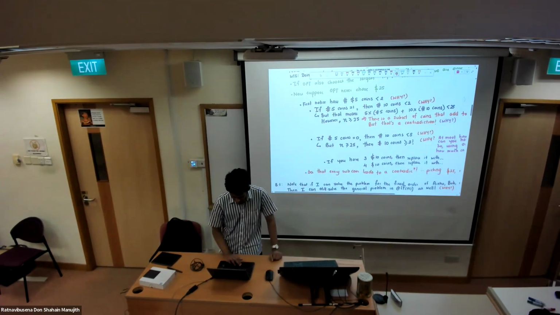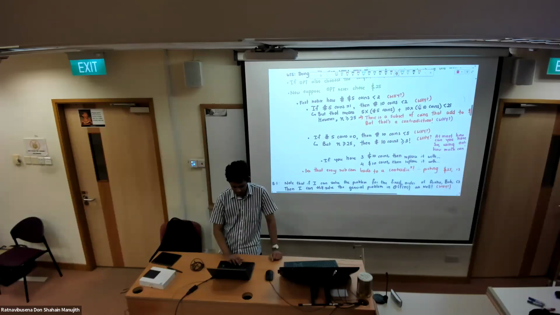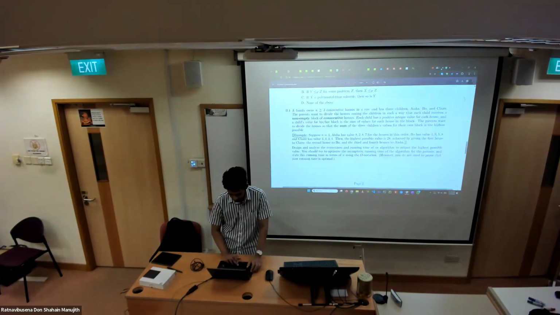Okay, so now you understand the question, right? Now I'm going to ask you a question. If I can solve the problem, look at the question properly here. The parents want to divide the houses among the children in such a way that each child receives a non-empty block of houses, right?